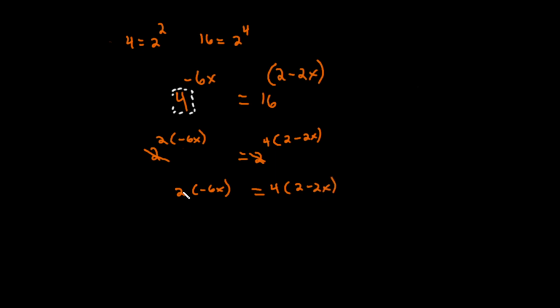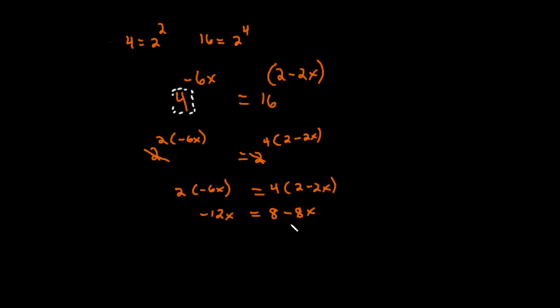Go ahead and distribute. 2 times negative 6x is negative 12x. Go ahead and distribute this. This is going to be 4 times 2, which is 8. 4 times negative 2x is negative 8x. And now you know the deal. If it has an x, you want to bring it to one side. If it doesn't have an x, you want to bring it to the other.